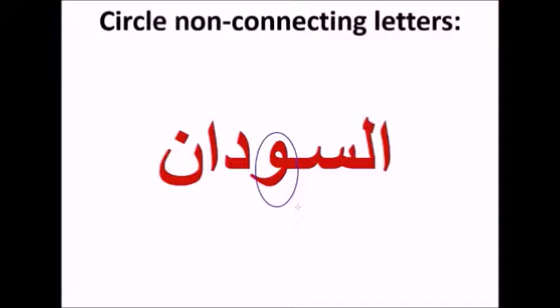This waw, and this dal, and this alif. As you can see, the alif is repeated twice in this word.